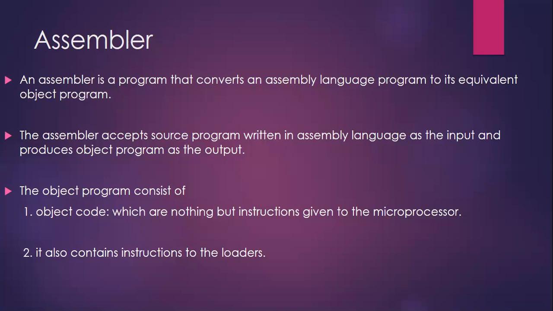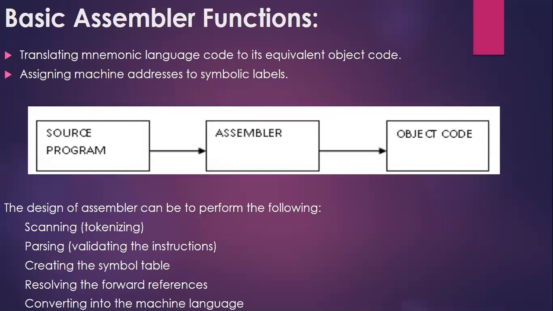So I hope you don't have a doubt regarding the assembler. Assembler is used to accept assembly level language, that's it. It will convert it to its equivalent machine code, or else we call it object code. So that is the concept of assembler. Now, basic assembler functions. What is the main function of our assembler?